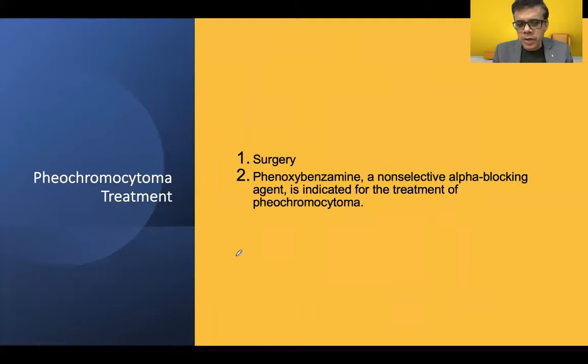So coming to the treatment part, the treatment is surgery for a localized pheochromocytoma, and alpha-blocking agents like phenoxybenzamine can be given pre- and post-operatively to control any hypertensive crisis.